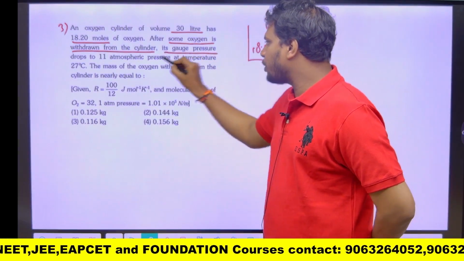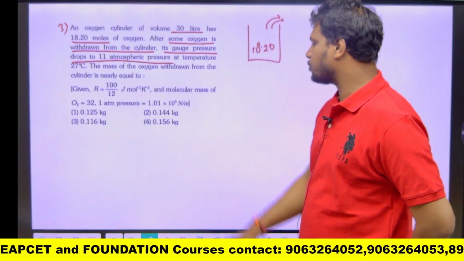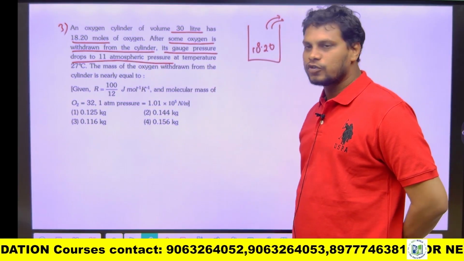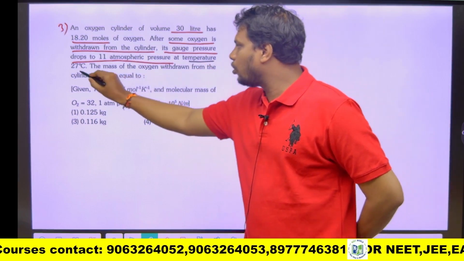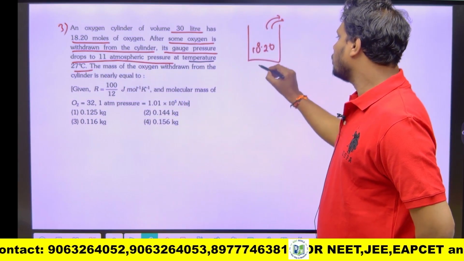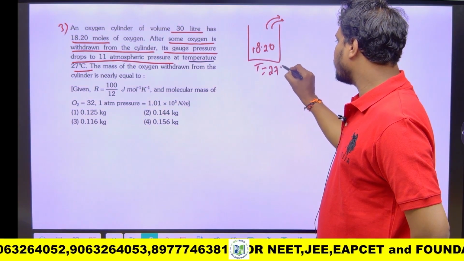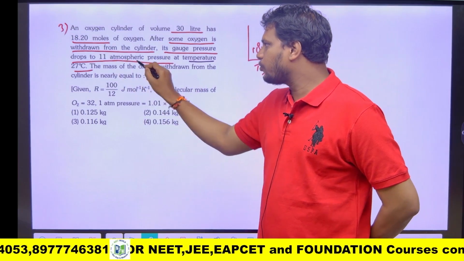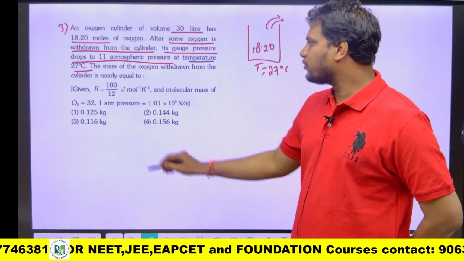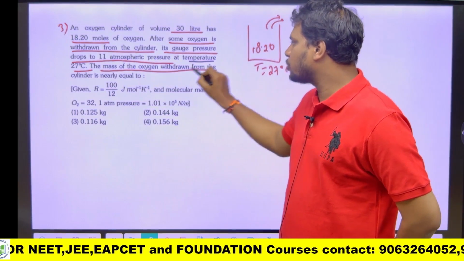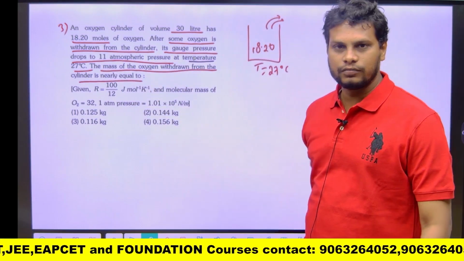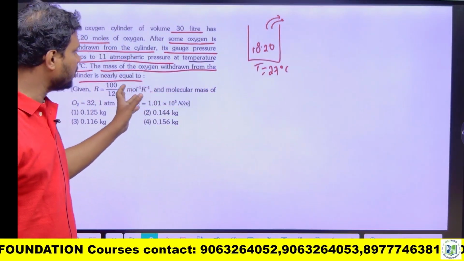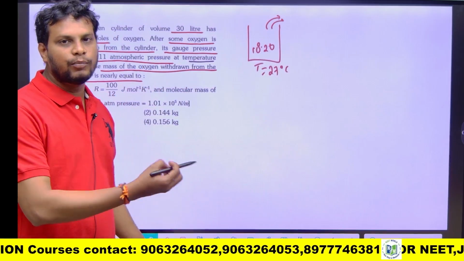Its gauge pressure drops to 11 atmospheric pressure. So they gave that the gauge pressure drops to 11 atmospheric pressure at a temperature of 27 degrees centigrade. So the temperature is given as 27 degrees centigrade. Then they're asking, the mass of the oxygen withdrawn from the cylinder is nearly equal to. So we have to find out how much mass of oxygen is withdrawn from the cylinder or removed from the cylinder.